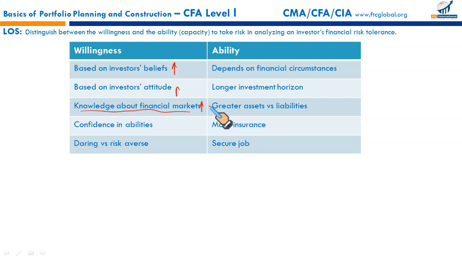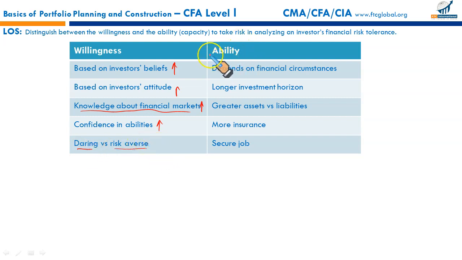So it may involve the administration of a questionnaire in an attempt to categorize the investor's risk aversion, whether he's risk seeking, risk neutral, or risk averse, or to what extent he shows risk aversion. And it also, of course, depends upon his abilities. If he has experience in investment and is confident about his decisions, then he will have more willingness to take risk. And whether he is daring or risk averse will also determine his willingness.